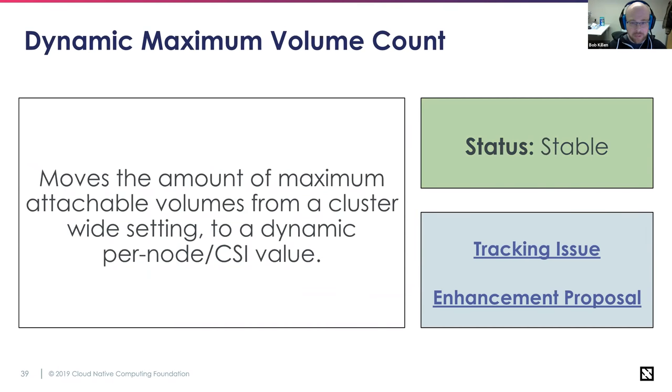So, dynamic max volume count. With the various in-tree volume providers, things like GCP disks, AWS disks, and a few others, there were some hard-coded scheduling predicates for the maximum number of volumes that could be attached to a node. This was mostly mapped to the limits of the cloud provider. For example, in AWS you are limited to about 40 EBS volumes per instance, and you wouldn't want something scheduled on a node that already has 40 disks attached, as it'd cause a problem.